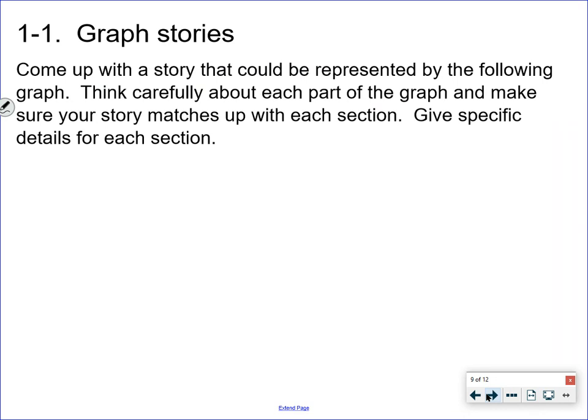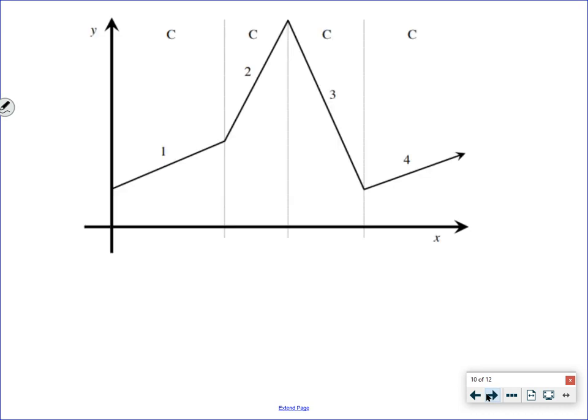Graph stories. Come up with a story that could be represented by the following graph. Think carefully about each part of the graph and make sure your story matches up with each section. Give specific details for each section. So don't be vague. Let me show you the first one. Here's the first one. I'm doing this one with you.